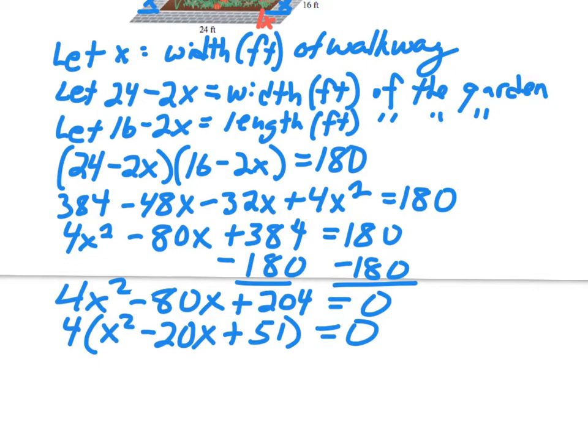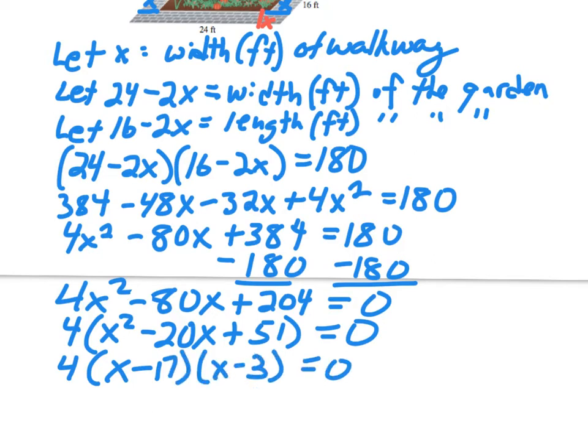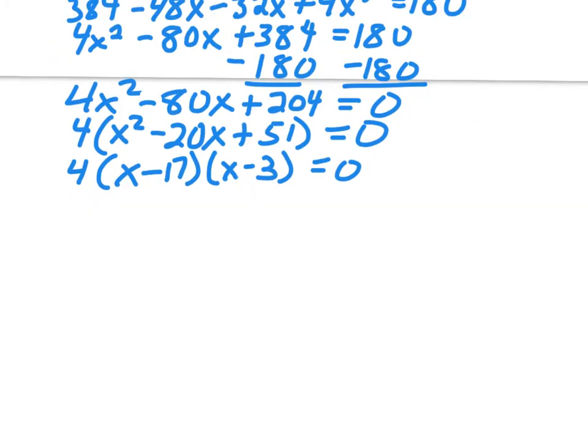I'm going to factor the trinomial here inside the parentheses, so that'll be 4 times x minus... that's 17 and 3, factors of positive 51 that sum to negative 20. That's negative 17 and negative 3. Now, zero products property. So zero products property would say we do x minus 17 equals 0 or x minus 3 equals 0.